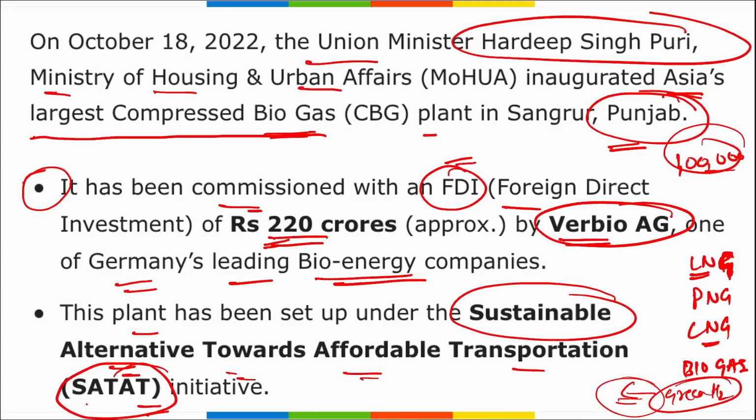This will also provide direct employment to around 400 people and indirect employment to around 600 people. And if we talk about the SATAT initiative that we talked about, that is your Sustainable Alternative Towards Affordable Transportation, this was launched by the Government of India in October 2018 for the production of compressed biogas from various waste biomass sources in India. Alright, so new Asia's largest compressed biogas plant. Where was this inaugurated? In Punjab, and this will be built with an FDI investment of 220 crore rupees that came from the German company Verbio AG.